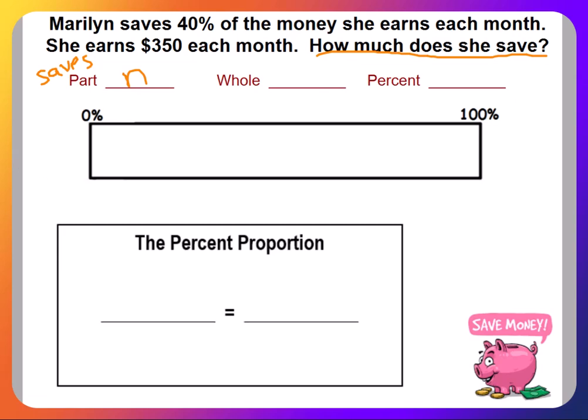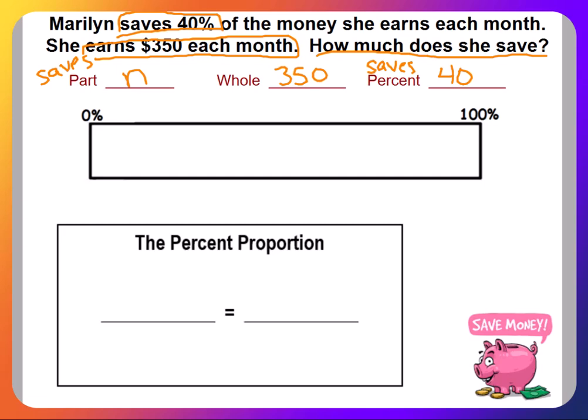We talked in our first video about how the part and the percent represents the same thing. So if the part that we're looking for is how much money she saves, then the percent has to talk about the percent that she saves. So going back, it says that she saves 40% of the money she earns. That is our percent because it has the percent symbol and it's talking about how much she saves. So this is the percent that we want. Then it says she earns $350 each month. Well, that is going to be the whole, $350, the total.